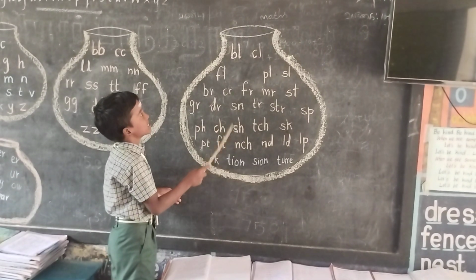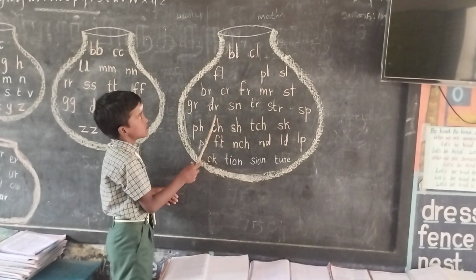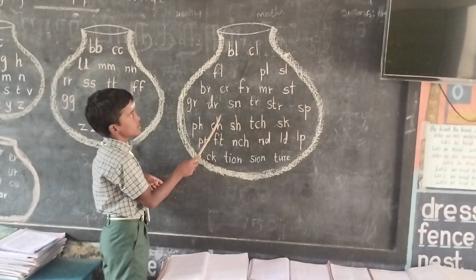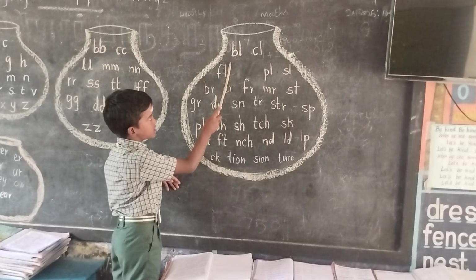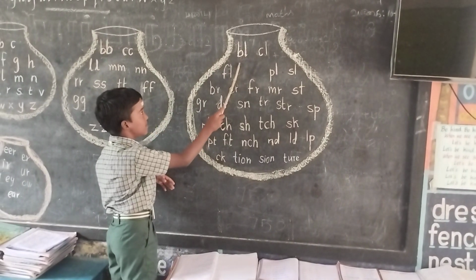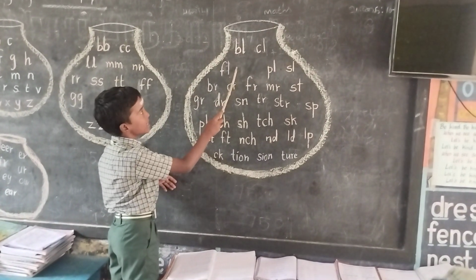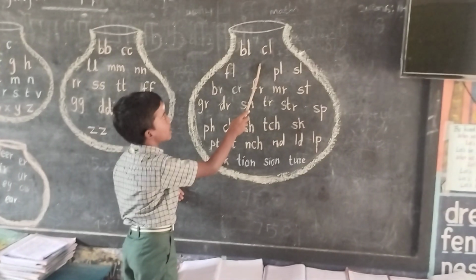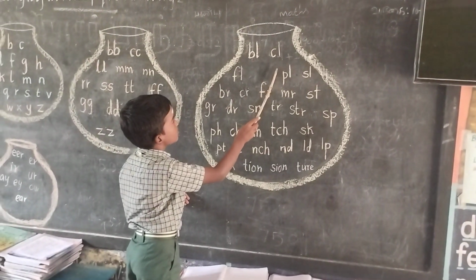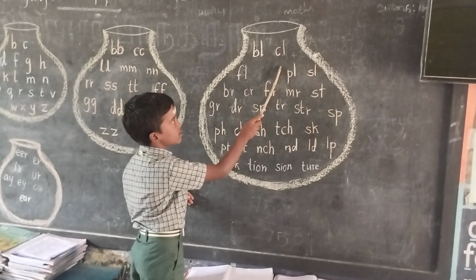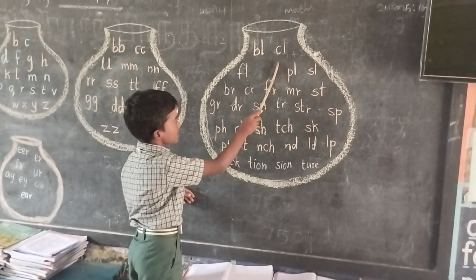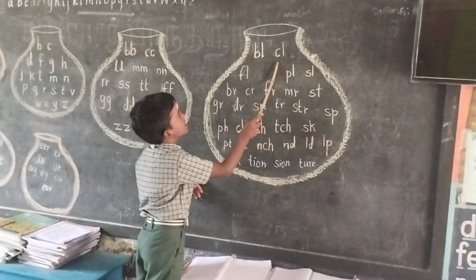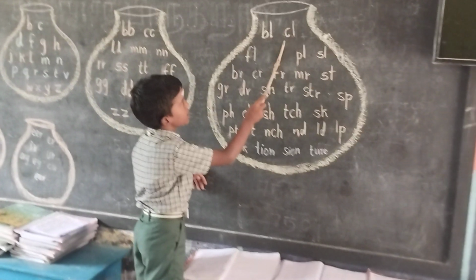This part has special consonants. The first consonant is PL. For example, black and red. Combination of CL. The letter CL has a sound. For example, clap.